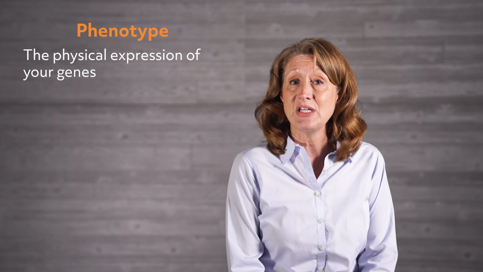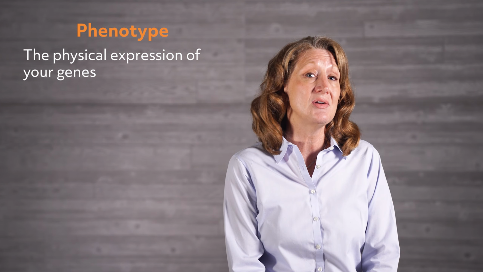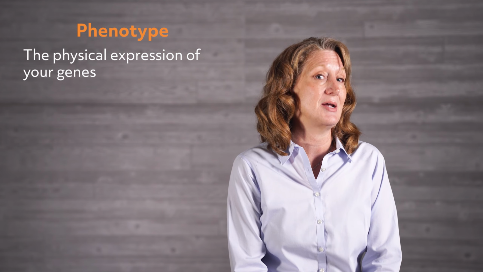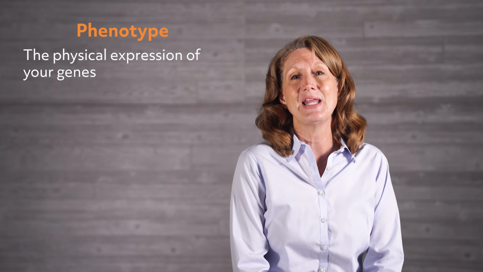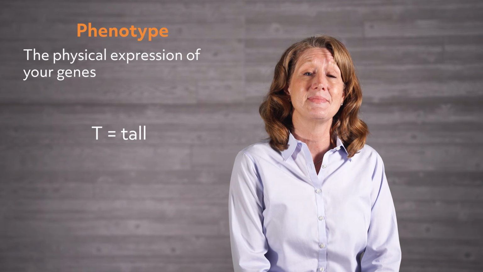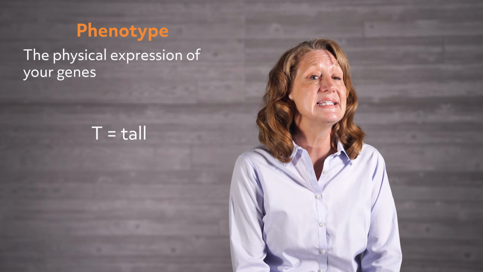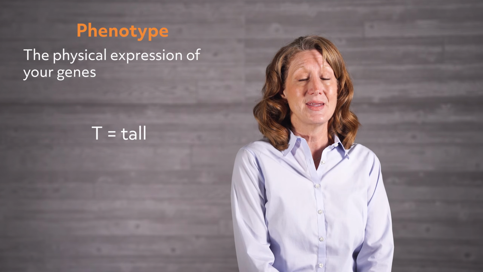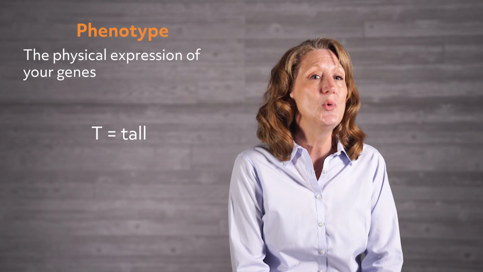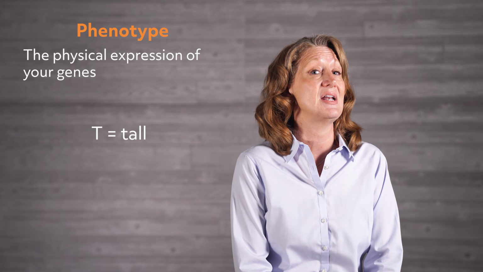Remember that a phenotype is the physical expression of your genes, or how the trait is observed, and we derive the phenotype from the genotype. In our example, we labeled the phenotype tall with the capital letter T. Anytime an allele is labeled with a capital letter, it means it's the dominant allele. A dominant allele will win over a lowercase or recessive allele in modes of inheritance.